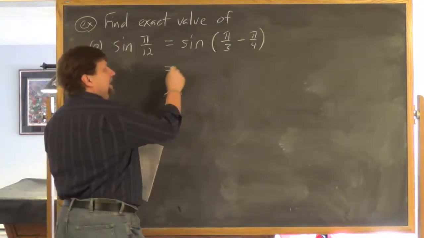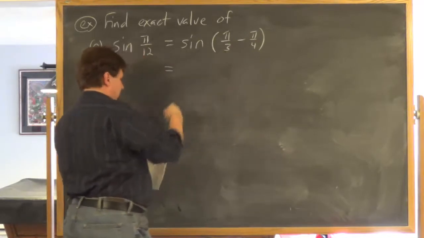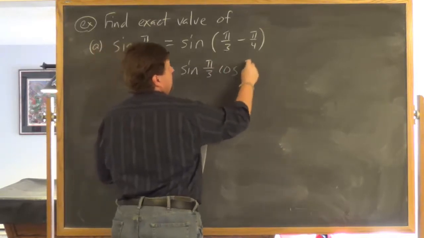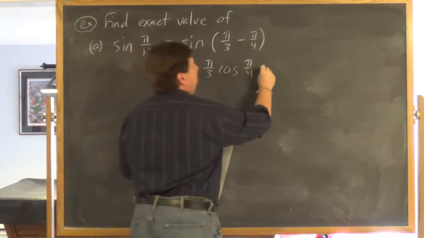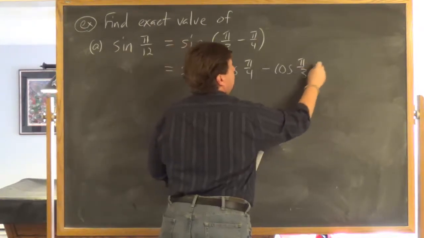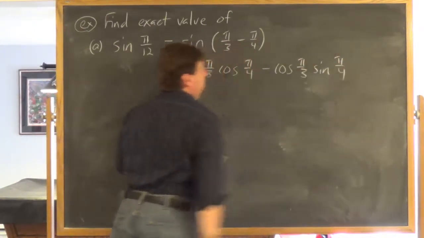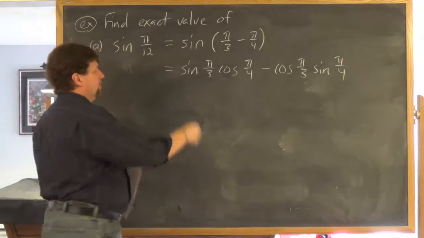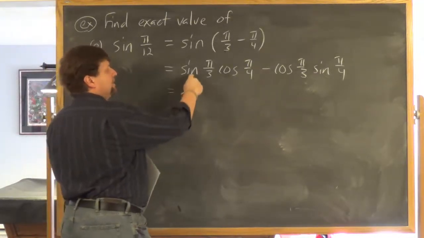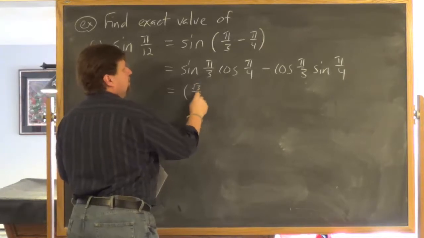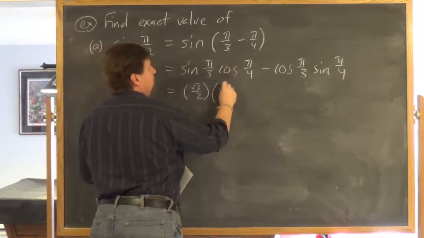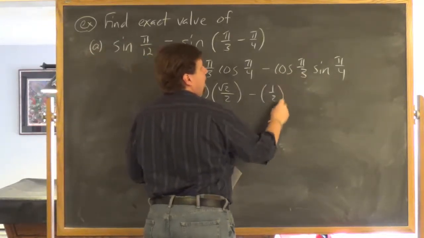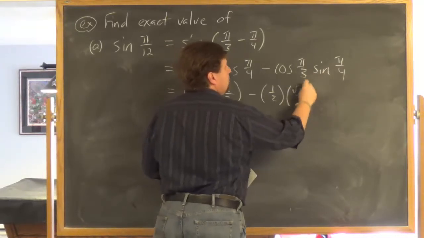So our identity for the sine of a minus b tells us to rewrite this as the sine of pi over 3 times the cosine of pi over 4 minus the cosine of pi over 3 times the sine of pi over 4. And now, since these are friendly angles that we know off the unit circle, we can determine the exact value. The sine of pi over 3 is square root 3 over 2. The cosine of pi over 4 is square root 2 over 2. Cosine of pi over 3 is 1/2, and sine of pi over 4 is square root 2 over 2.